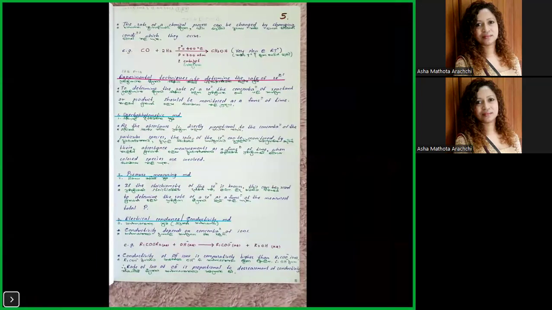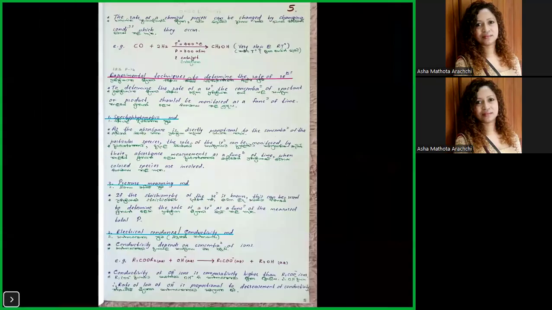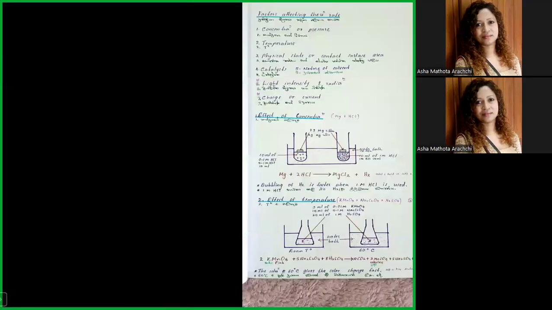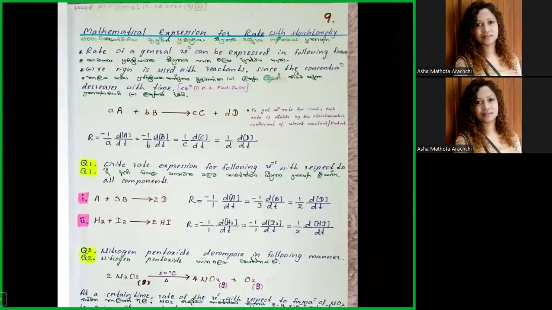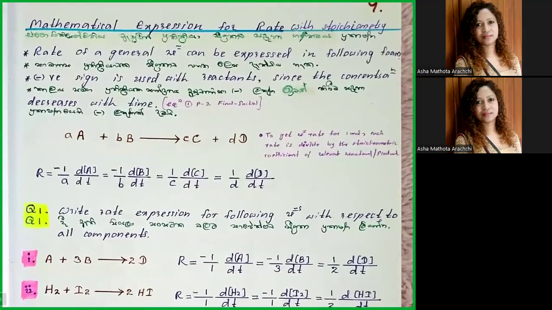Then we just touched on the experimental techniques, and I've given you a couple of factors affecting rate and how you're going to illustrate that in the exam if they ask you questions. So then the first calculation part starts from here: mathematical expressions for rate with stoichiometry.